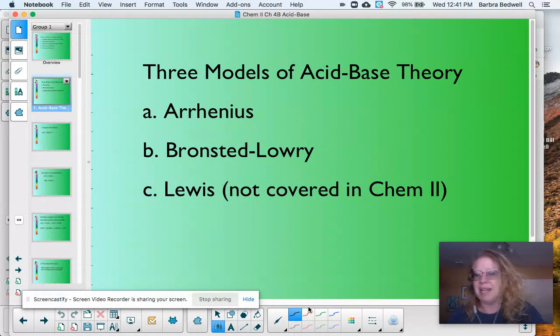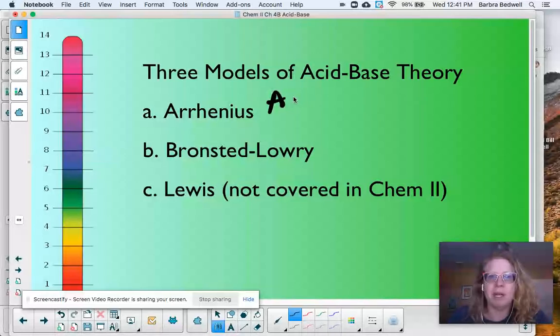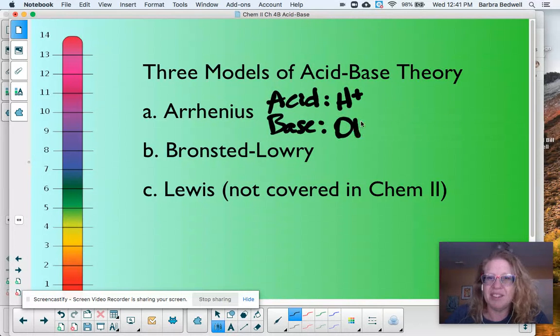He was the one that first identified it accurately. There's plenty of people that talked about acids and bases before Arrhenius did, but he was the first one that really got it right. He defined it really simply. He defined an acid as something that contained hydrogen ions, and he defined a base as something that contained hydroxide ions.